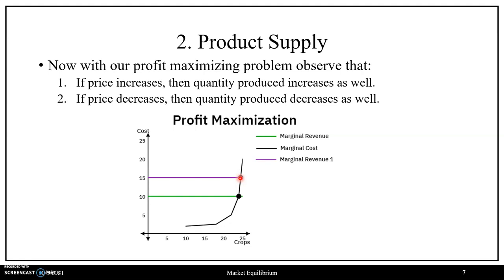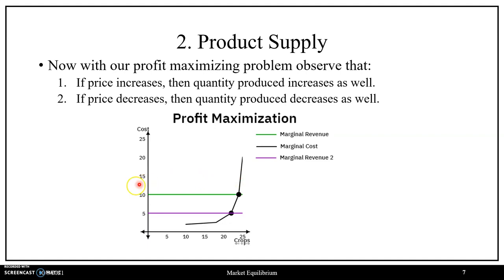Now for the second case, suppose that the price of crops in the marketplace declines, such that marginal revenue for an individual firm declines. Here we have marginal revenue in green shifting down to this purple curve, marginal revenue 2, in which the price point is now $5, and it now intersects marginal cost at a lower output than before. Here, with a price decrease, quantity produced decreases as well.